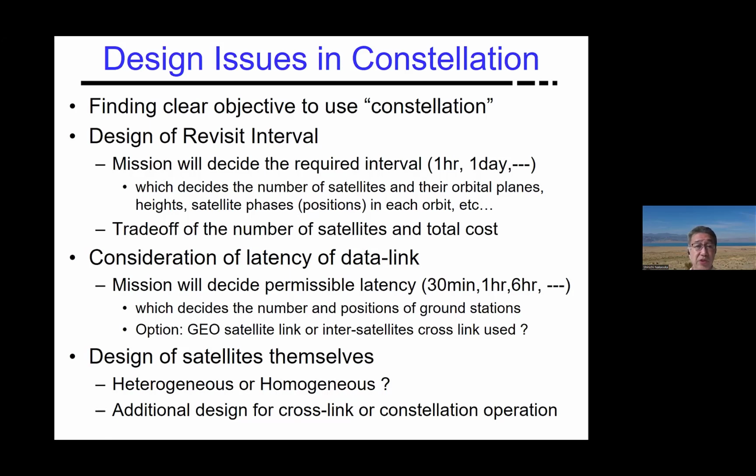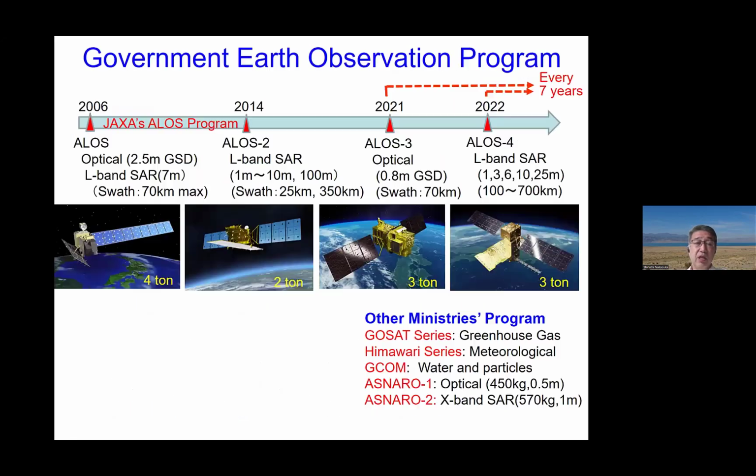And also, you should consider the latency of data link. Mission will decide permissible latency. So latency means the time between the obtaining of the data and the downlink to the ground. 30 minutes, 1 hour, 6 hours, and so on, which decides the number and position of ground stations. And the design of satellites themselves is also required. And maybe you have a heterogeneous or homogeneous satellite constellation, and also you need some additional design for cross-link or constellation operation.